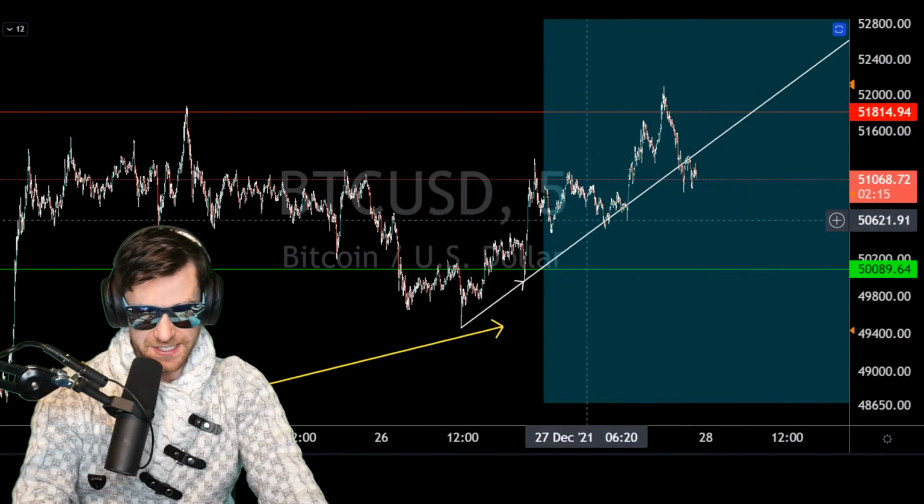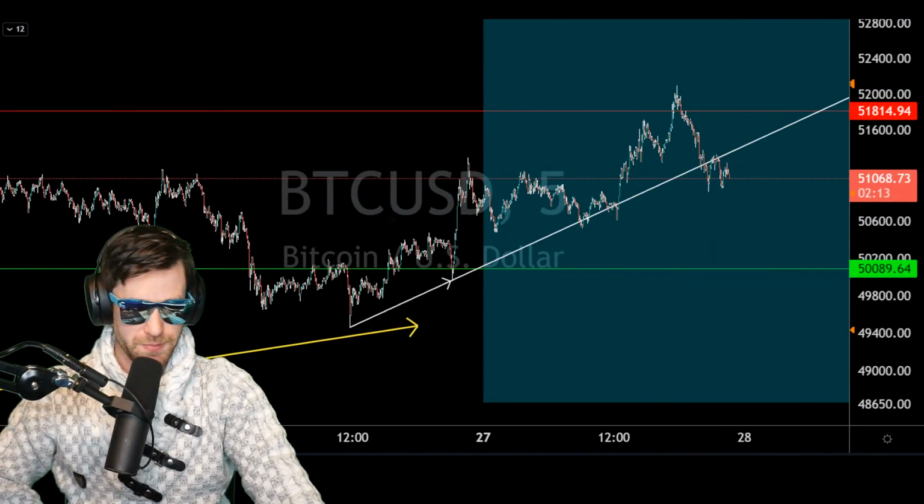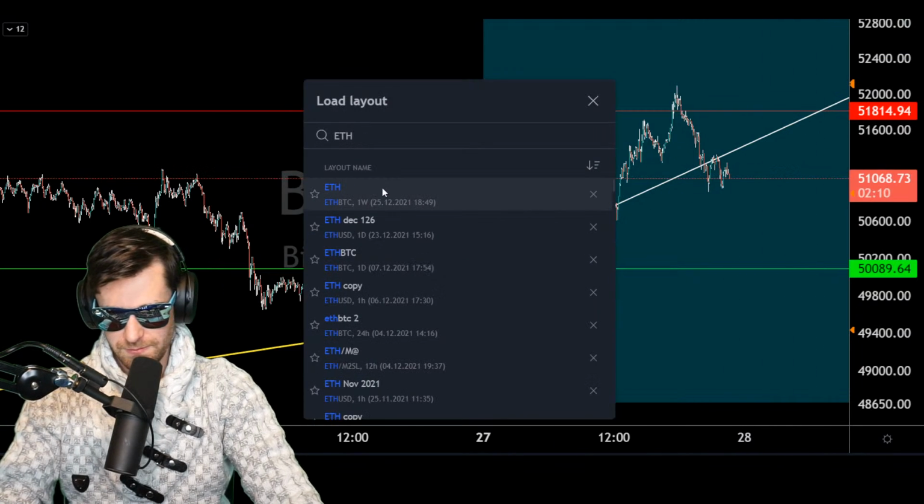Maybe not into today's close, unfortunately, which we were really hoping for, but it's still possible. Let's take a peek at ETH.